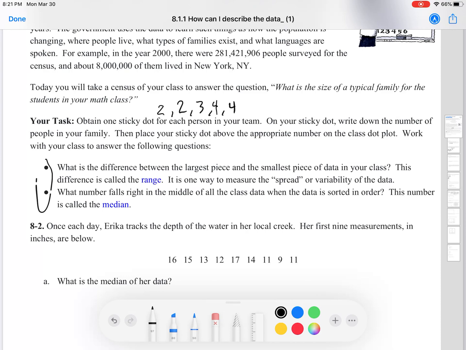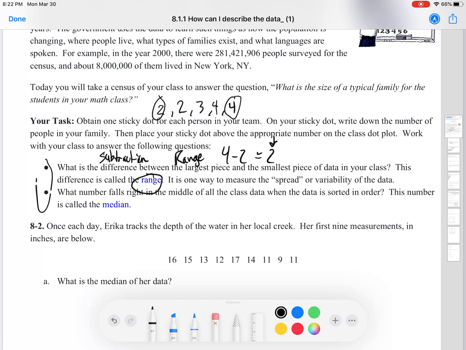So we're going to skip the your task and go down to these bullet points right here. What's the difference between the largest piece and the smallest piece of data in the class? So the largest is 4 and the smallest is 2. What's the difference? Difference means subtraction. So 4 minus 2 is 2. This difference is called the range. So what we just calculated is called the range: the largest take away the smallest. This is one way to measure the spread, or the variability, of the data. If we don't have a very large range, that means that the data is very close together. If we have a very large range, it can mean the data is very spread out.